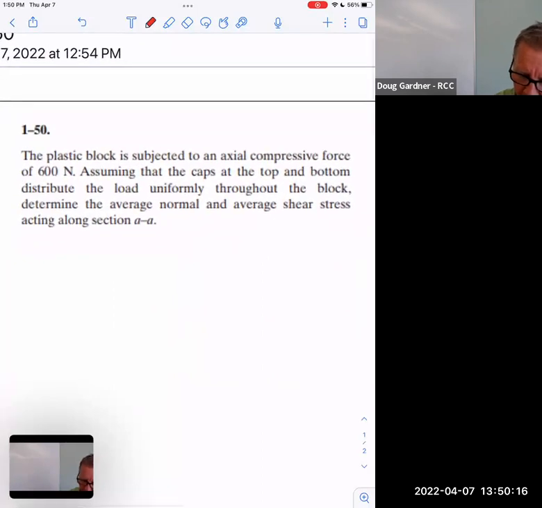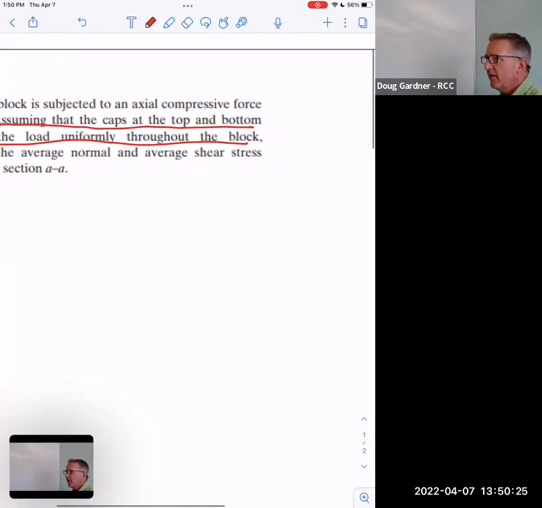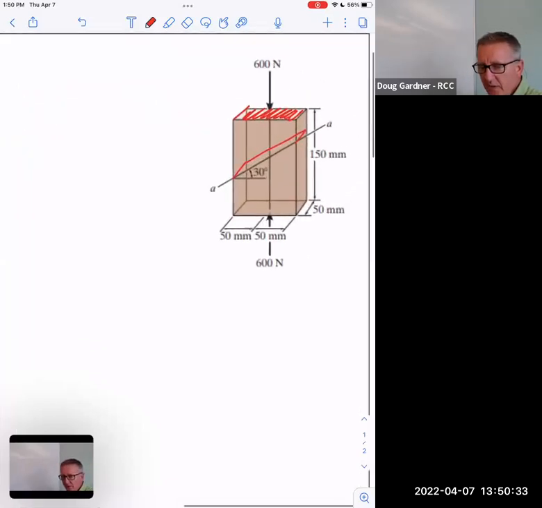notice they say it's made out of plastic. What's this statement about? Assuming that the caps at the top and the bottom distribute the load uniformly throughout the block. What is that? It's exactly what I was just saying. If you point load that, is it actually going to spread across the top of it? So they're trying to maybe alleviate a question somebody might have about that.